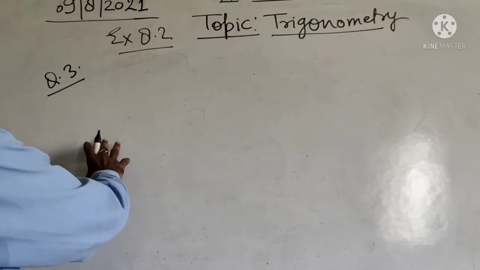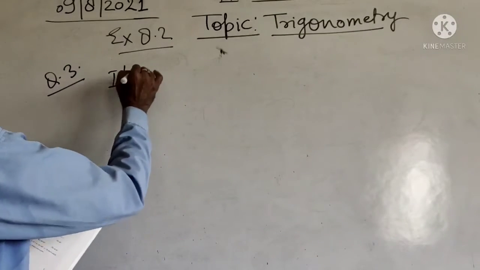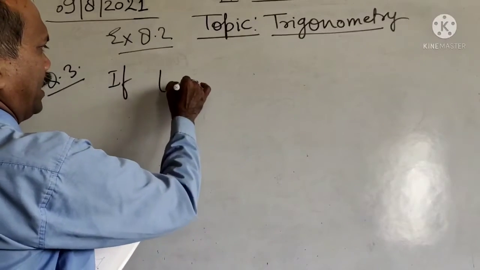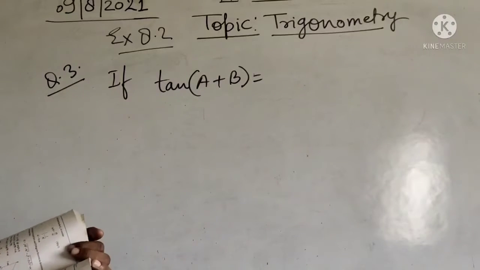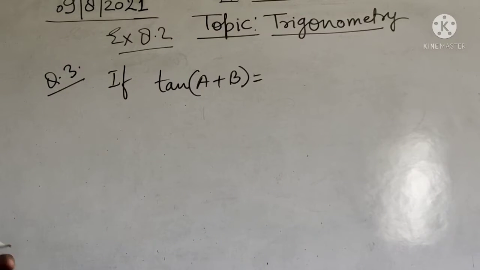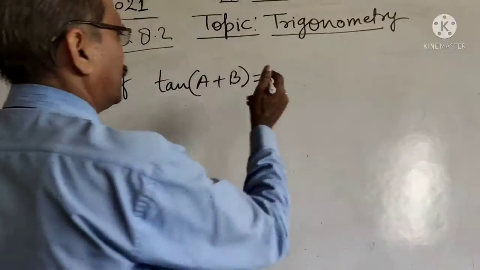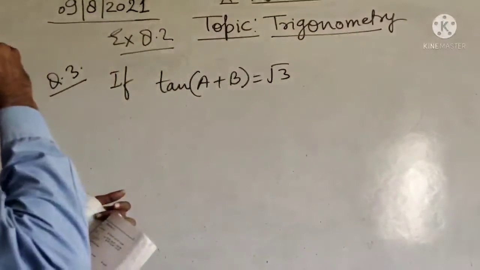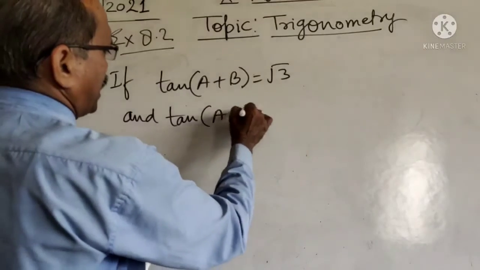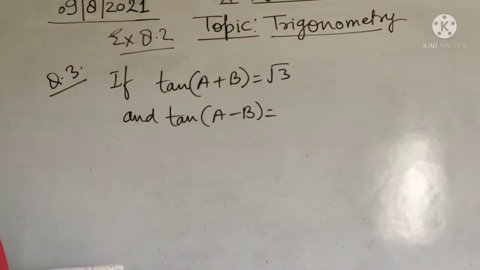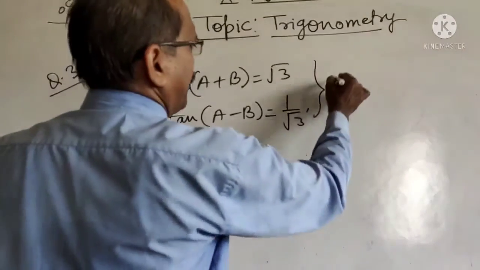Dear student, next is question number 3. If tan(A plus B) is root 3 and tan(A minus B) is 1 upon root 3, find A and B.